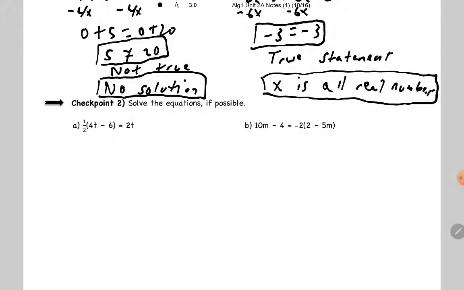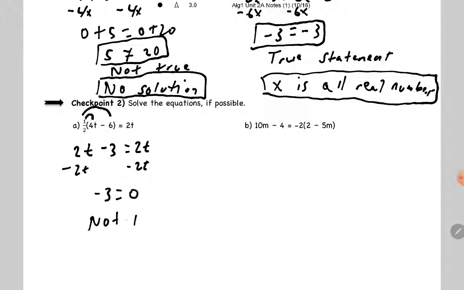All right, here we go. So 1/2 of 4 is 2. 1/2 of negative 6 is negative 3. And then we have 2t over here. Subtract 2t to both sides. And I'll get minus 3 equals 0. This is not true. So no solution.